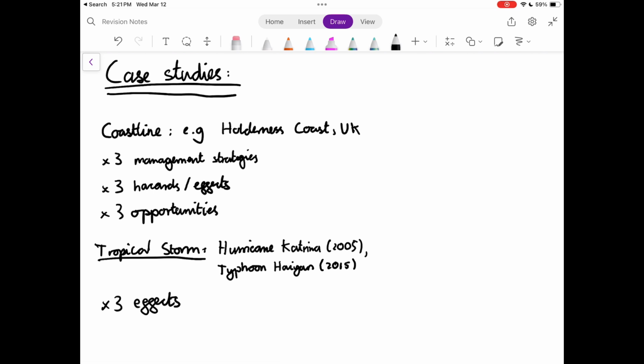Okay, so now we're going to be looking at the case studies that you need to know for this topic. The first one you need to know is an example of a coastline. So for the coastline, you need to know 3 management strategies to combat coastal erosion. 3 hazards and effects, so that can be your tropical storm, your erosion, etc. And therefore, you should also include 3 opportunities that the coastline provides.